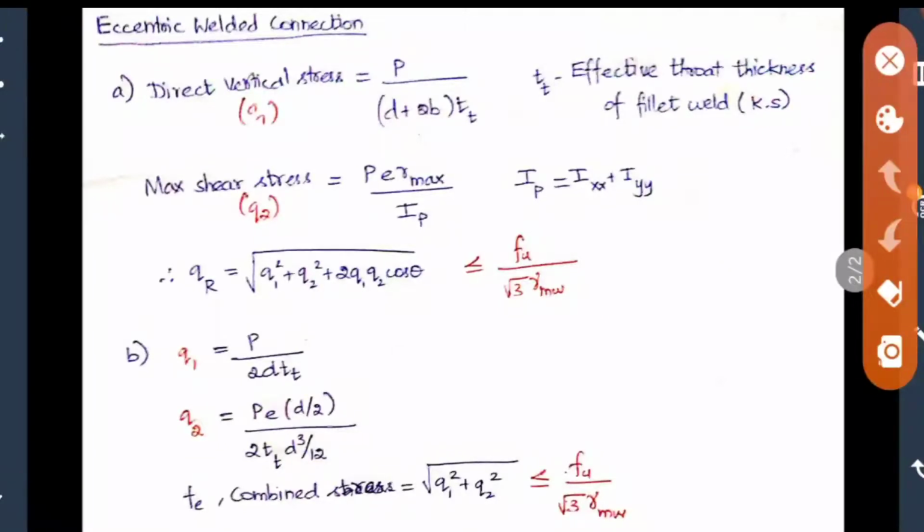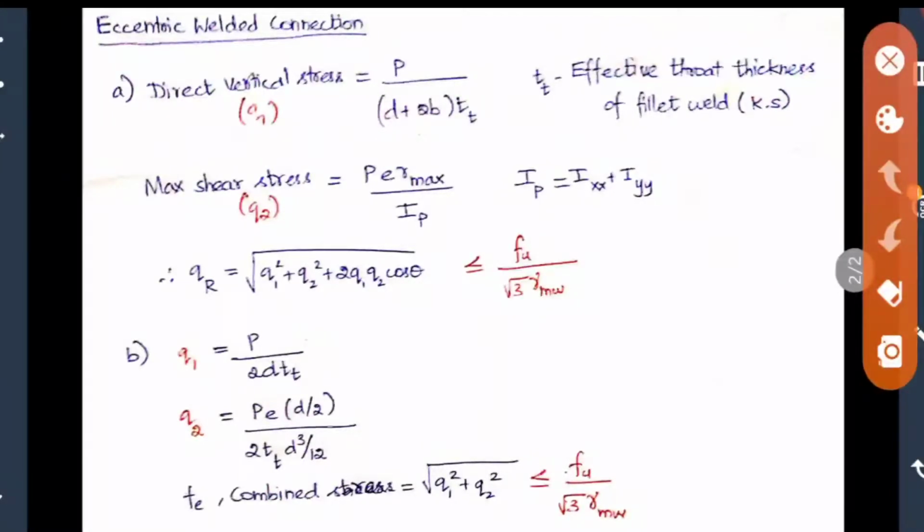In the bolted case we saw P by n, but here it is P/(D + 2B)tt. Here P is the load, D is the depth, and B is the breadth, and tt we have already studied in the previous chapter on welded connection. It is the effective throat thickness of the fillet weld, which is K into S, where S is the size of the weld. So that is what they have used here.